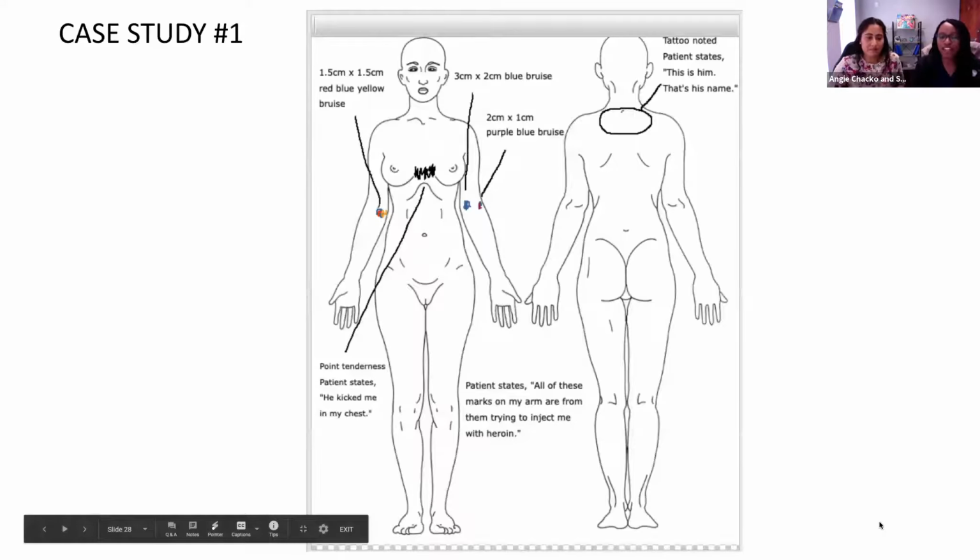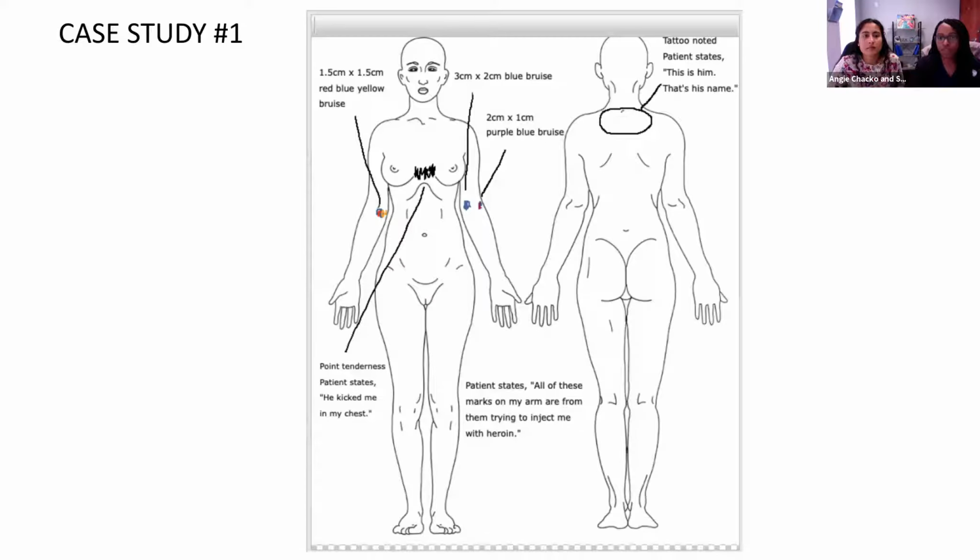So I added in the body diagram from the injuries that I noted during the exam. You may not see it as much. There's only 5 injuries here, but even then there's still quite a bit of things at play. Just starting from the injuries on her arm, those are all different bruises. And in the middle of the diagram, you can see the patient states, all of these marks on my arm are from them trying to inject me with heroin.